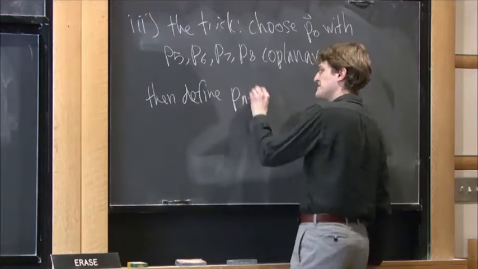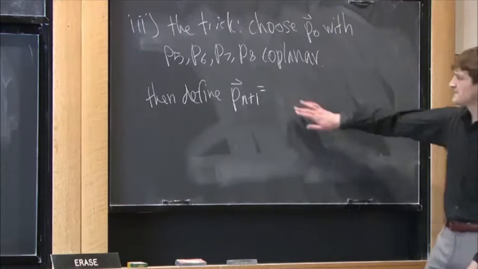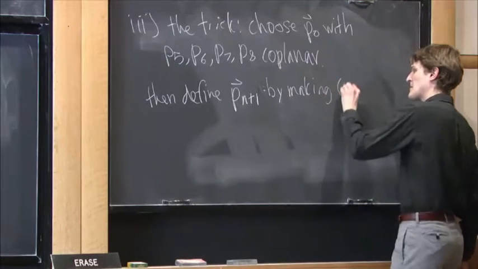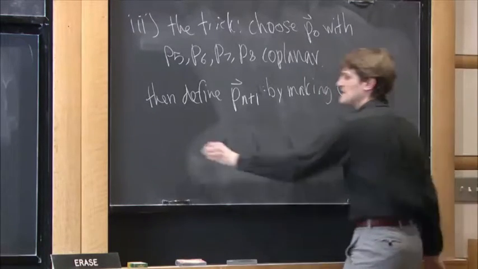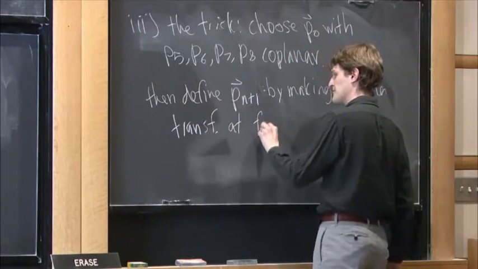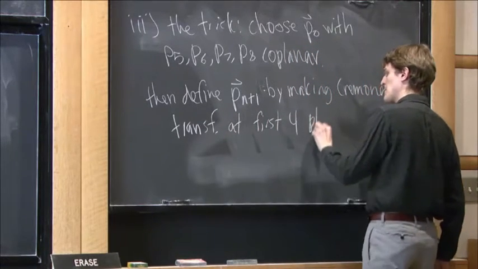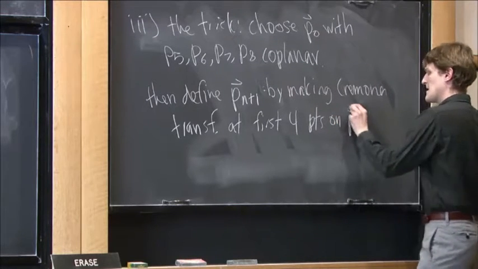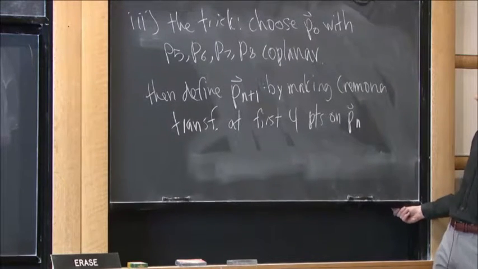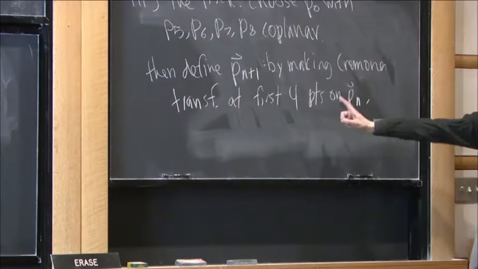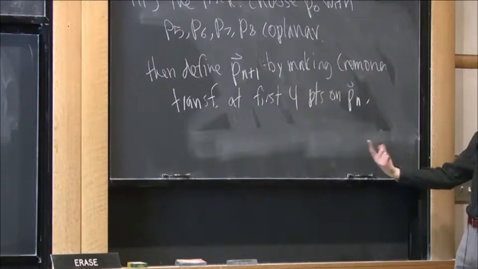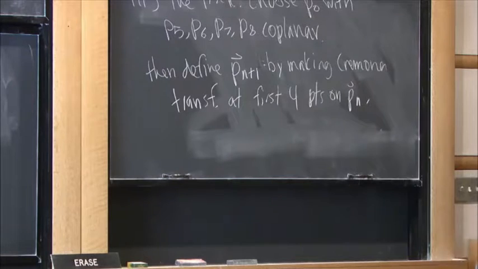And now here's what we do. We're going to define our n plus first configuration by making a Cremona transformation at the first 4 points of the nth. All right, then we can't just do the same thing again, right? If you do the Cremona transformation twice, you're back where you started. And the trick is that you do the Cremona transformation at the first 4 points, and then you reorder the points by moving the first one in your 8 tuple to the end of the list. You just cyclically permute them.